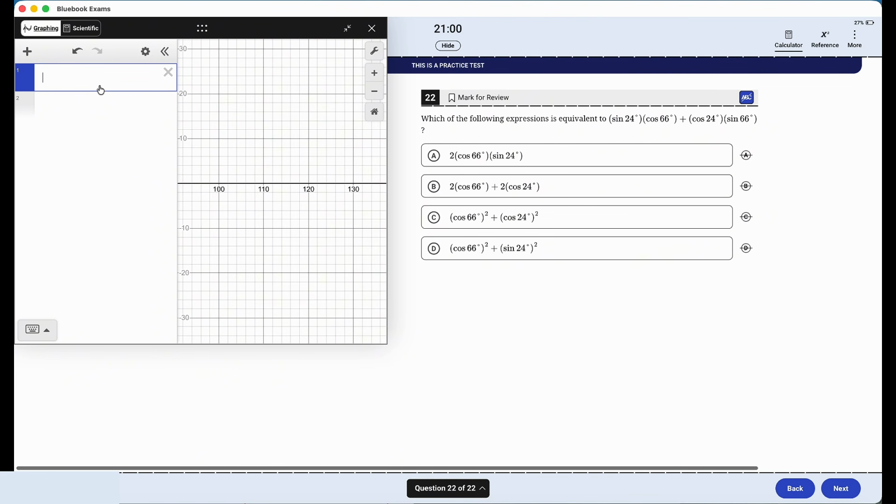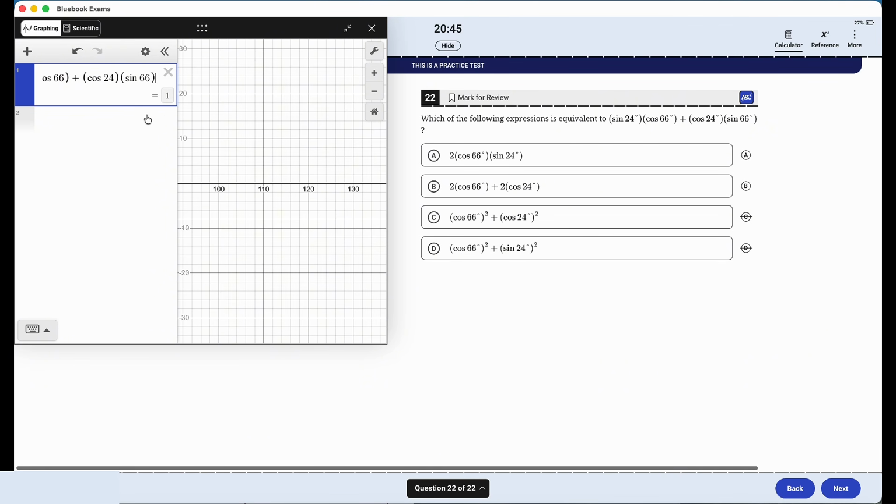So anytime you start a new test or open up a new Desmos, it's not going to be in degree mode. So make sure if your question does have degrees, you change that. Otherwise, you're not going to get the right answer. So I just typed this in, exactly how I see it, and it tells me it's 1.